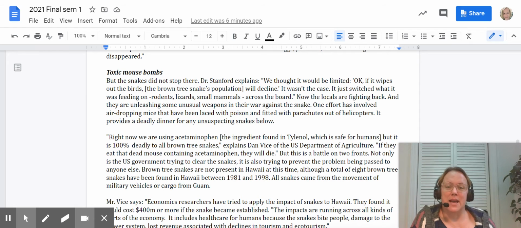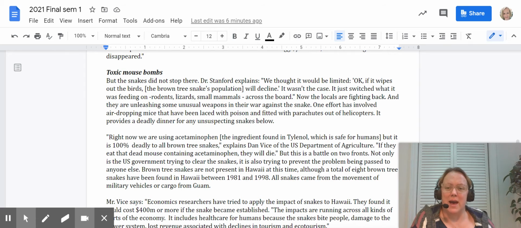Toxic mouse bombs. But the snakes did not stop there. Dr. Stanford explains, "We thought it would be limited. Okay, if it wipes out the birds, the brown tree snake's population will decline." It wasn't the case. It just switched from what it was feeding on, rodents, lizards, small mammals, across the board.